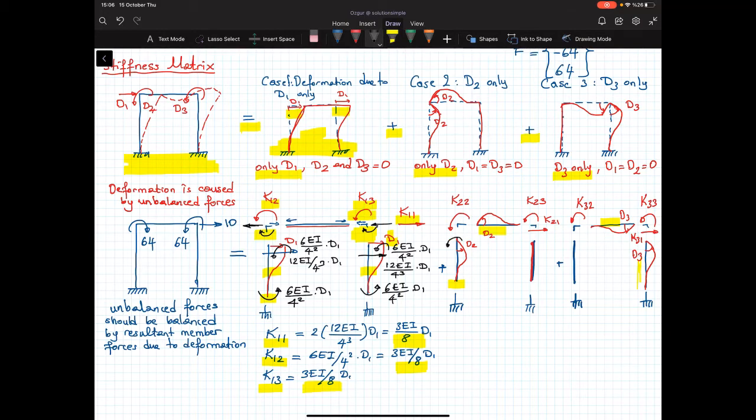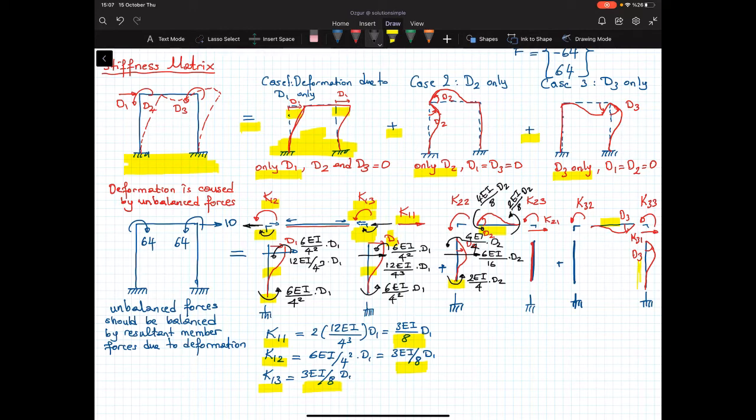So again, slope deflection equation, this moment is 4EI over 4 multiplied by D2. This moment is 2EI over 4 multiplied by D2. And I need the shear force here, that's equal to 6EI over 16 multiplied by D2. So I'll do the same thing here on this member, 4EI over 8 D2, here 2EI over 8 D2. I don't need the shear forces on this member.